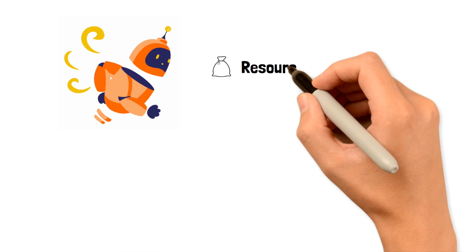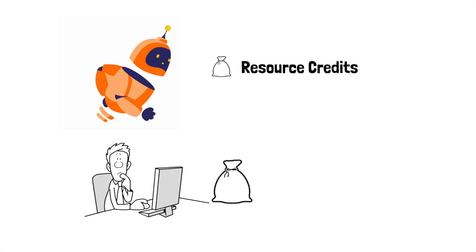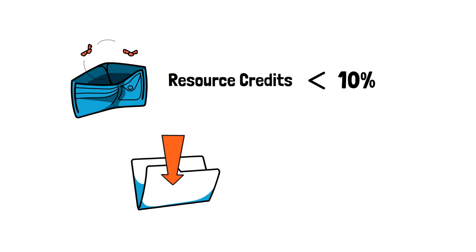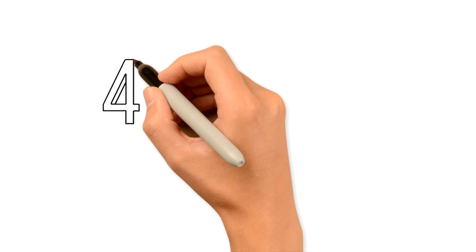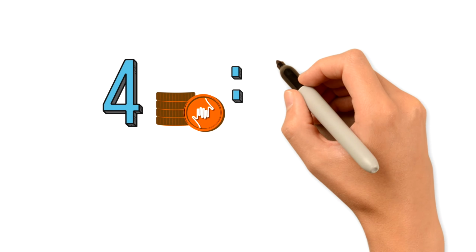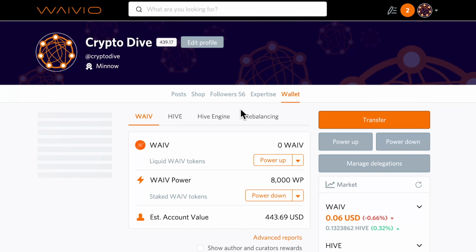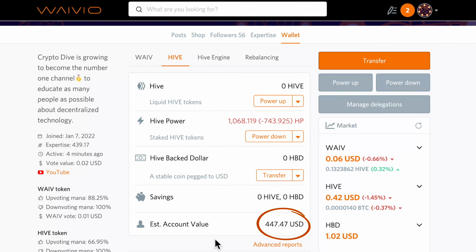The bot is designed to use as few resource credits as possible. Without the bot, you would need significantly more credits to add a product. If your resource credits fall below 10%, the import process will slow down. To be safe, I would recommend to have a ratio of approximately 4 to 1, 400 Wave power to 100 Hive power. So in my case, I should have more than $110 worth of Hive power tokens.